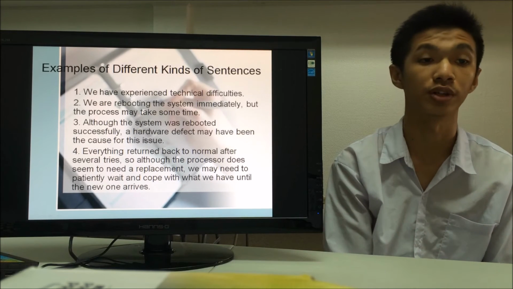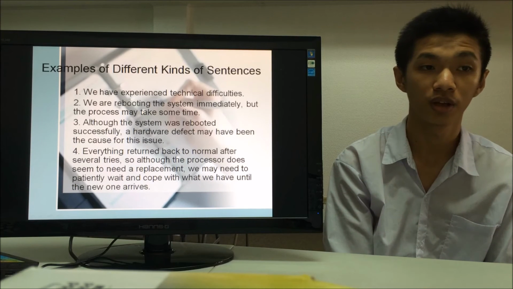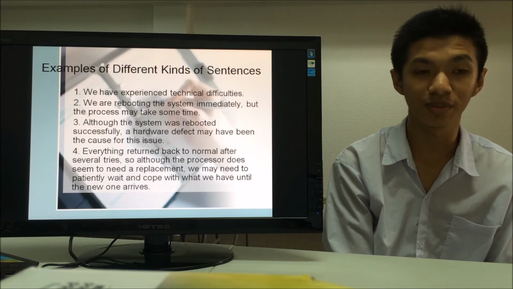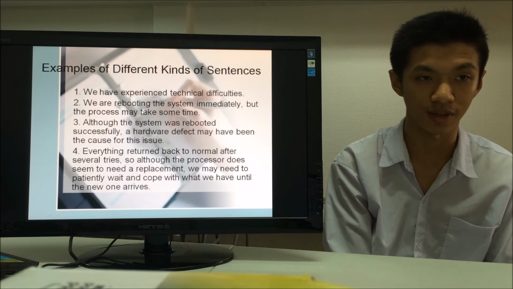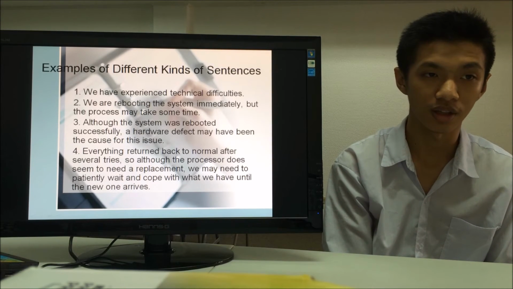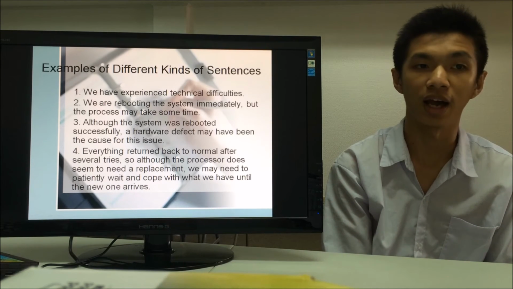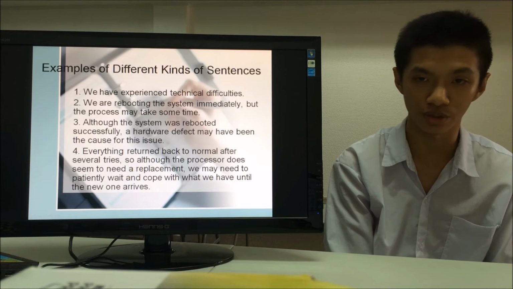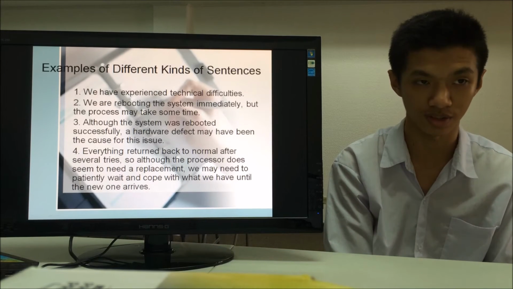Next, we have the compound sentence, where it joins 2 ideas together. We are rebooting the system immediately, but the process may take some time. Rebooting the system and the process taking some time are 2 main clauses.